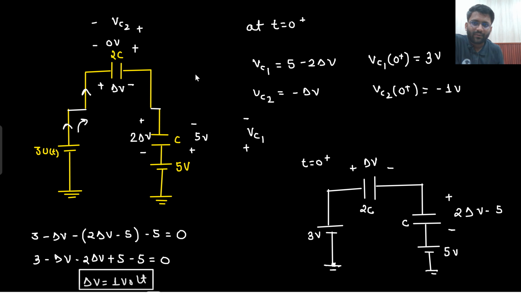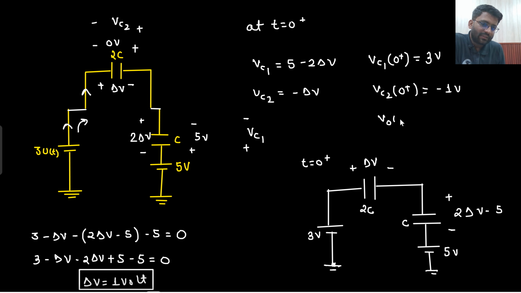Basically, this is delta V only, no? It is coming out to be minus 1. So 3 minus 1, this will become 2 here. And this is 5, and it is being 3. So 5 minus 3, 2. Yes, KCL, KVL, everything is satisfied. So this is the condition we are getting at t equals 0 plus. So at t equals 0 plus, Vc1 is coming out to be 3 volt. Vc2 is coming out to be minus 1 volt.